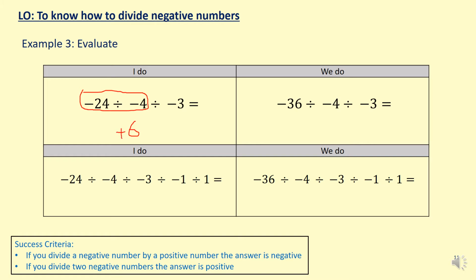Then I have positive 6 divided by negative 3. So 6 divided by 3 is 2. Positive divided by negative, my answer is negative. So your last answer would be negative 2. Again, it doesn't matter how many divisions or how many multiplications you have. Start with the first 2, find the answer, and then pair your answer with the third one, and so on. 1 minute, have a go with the first one, please.